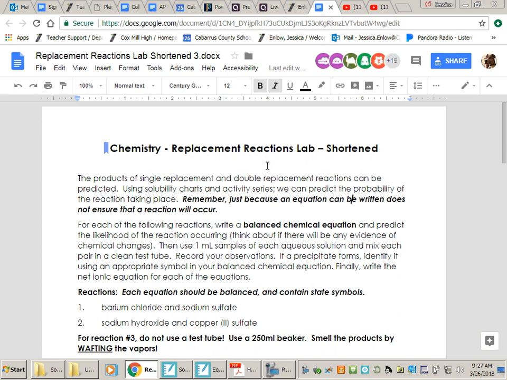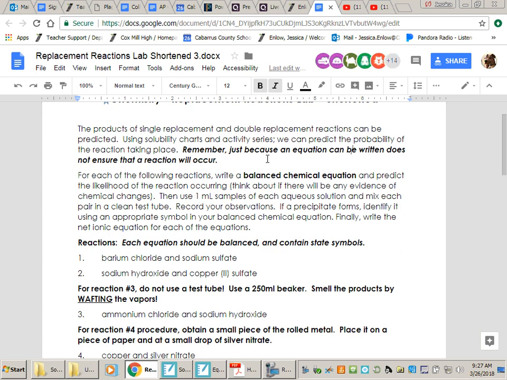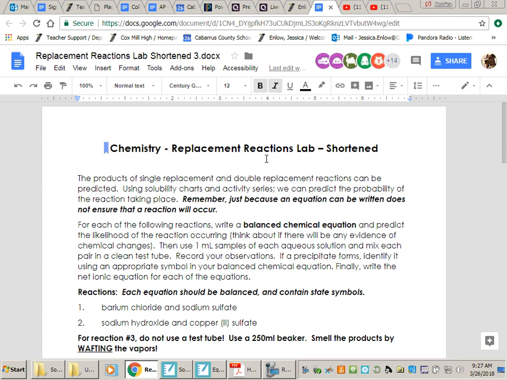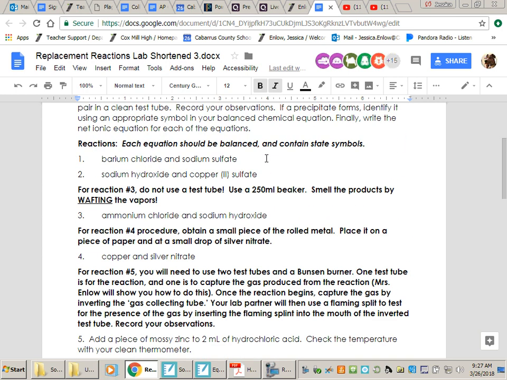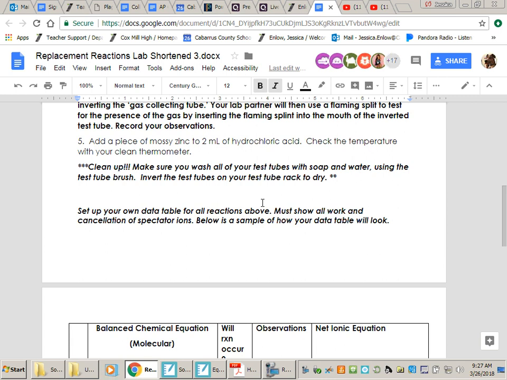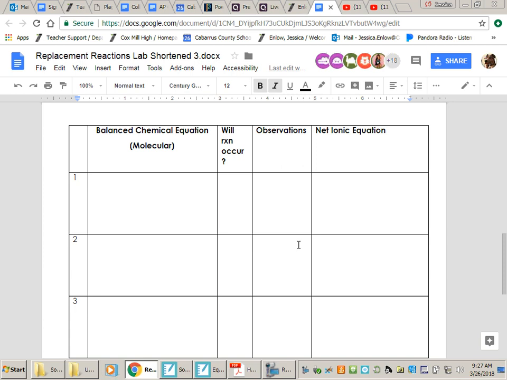All right, what we're doing on Wednesday is this shortened replacement reactions lab. It's just a couple of reactions, but it's nice to be able to put a face with a name, to actually see what's happening when we're talking about all these reactions occurring. What you're responsible for doing is writing the BCE and the NIE for 5 reactions. I'd like you to organize those in a table. You can write the molecular or the BCE normal, your choice. You have to decide if that reaction will occur or not. So what are you looking for here?